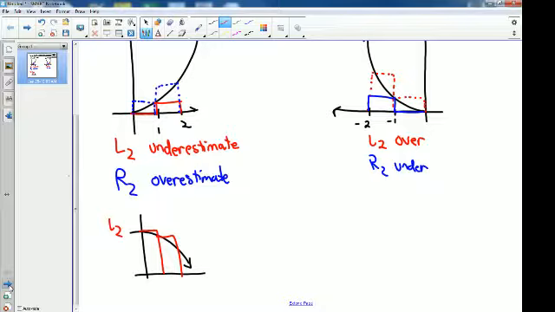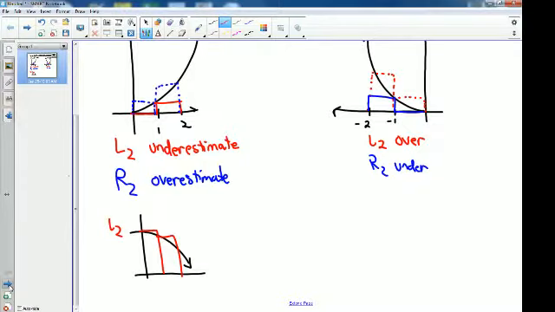It's like, if it's concave down or concave up, and you know which side of the y-axis. Concave up, L2 is under. Concave up, L2 is over. Does that reasoning work? Yeah, but you have the two sides of the y-axis. It's a lot easier than that.